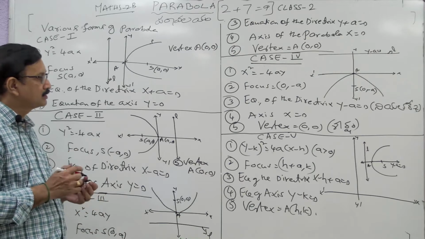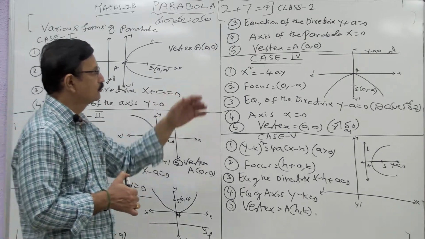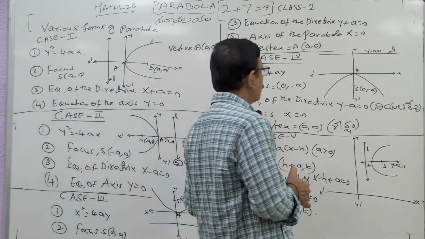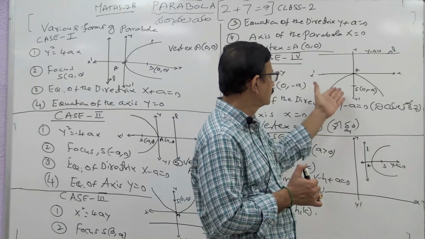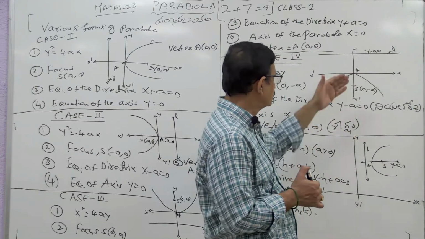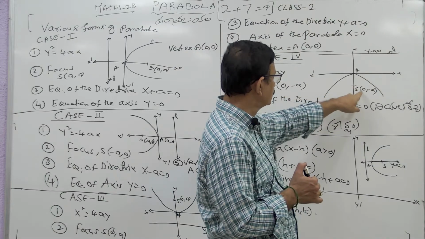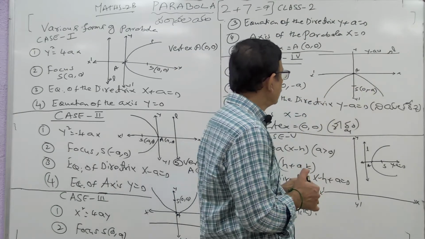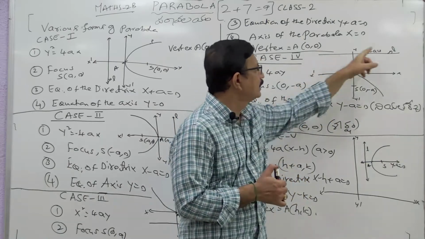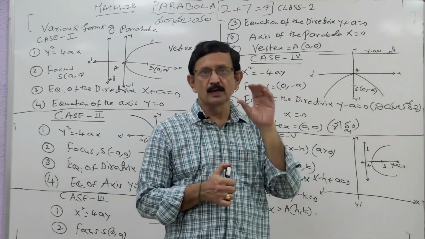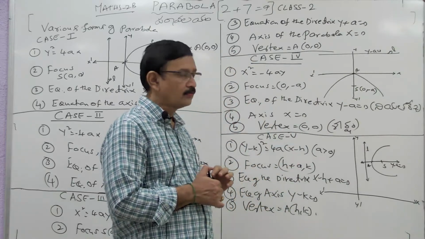Next one is case 4. This is quite opposite to case 3. In the third case the parabola is above the x-axis, and in the fourth case it is below. So the focus will lie like this: S is 0 comma minus a. This is the x-axis and this is the y-axis. You have to recognize where the directrix is, where the focus is, and where the vertex is. That is important in this figure.